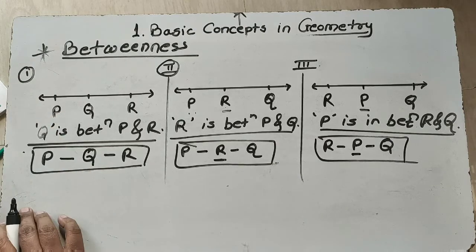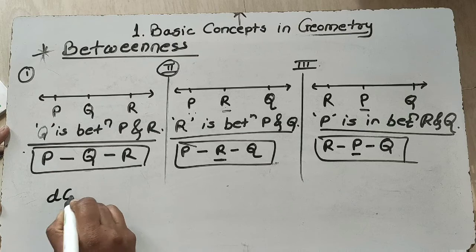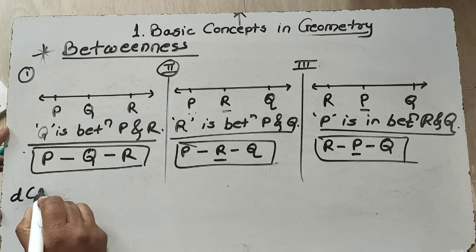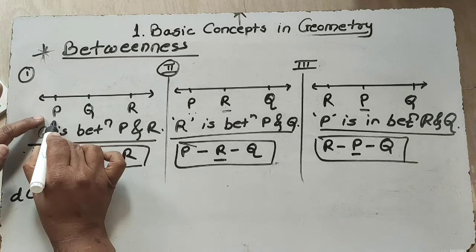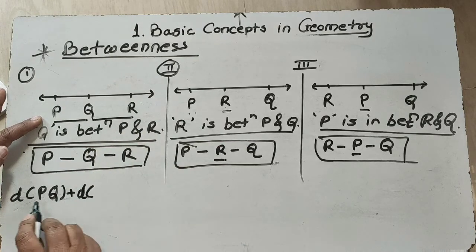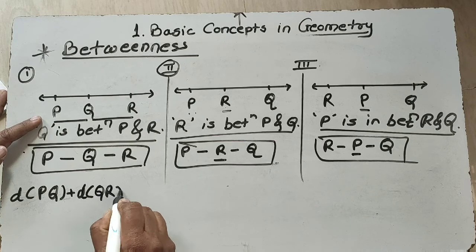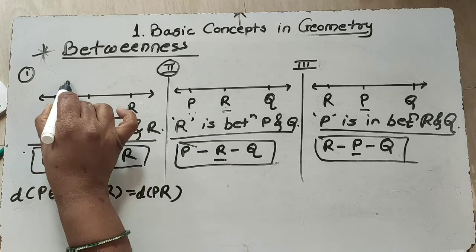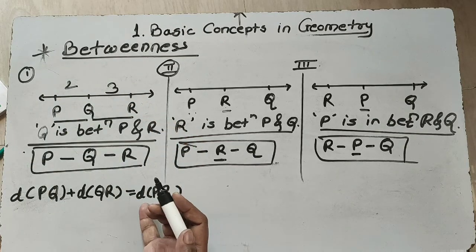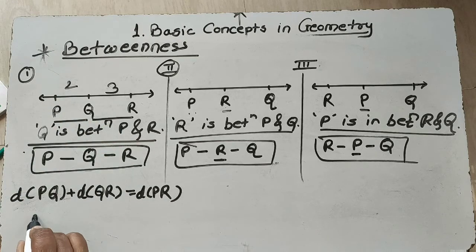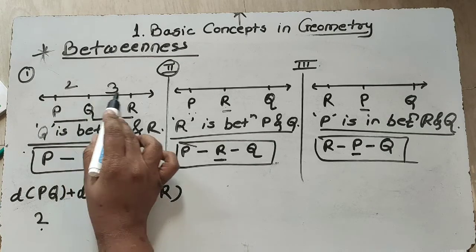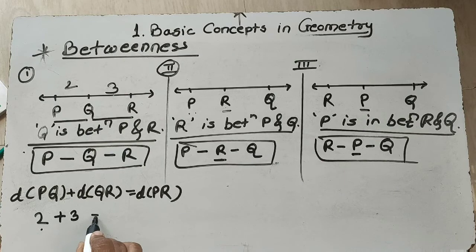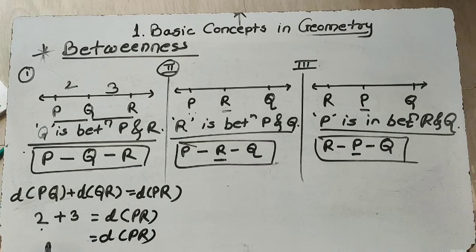One more thing I am going to explain for the first figure: the distance of PQ plus the distance of QR is equal to the distance of PR. Suppose the distance of PQ is 2 and the distance of QR is 3. Then you will easily get the distance of PR. You just put in the values: 2 plus 3 is equal to the distance of PR, and you will get the distance of PR is equal to 5 units. In this way we are solving the examples.